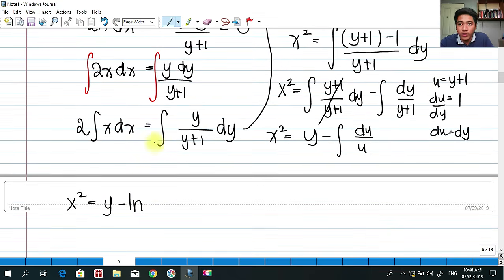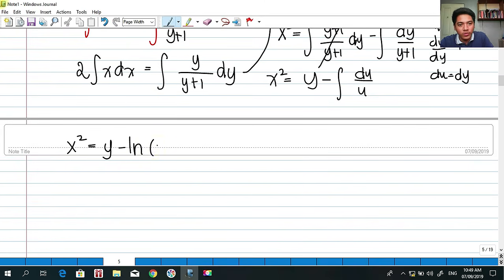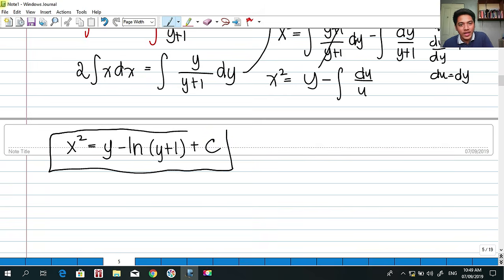But u is equal to y plus 1, so we need to back substitute. Upon integration, we have the constant c, of course. And as you can see here, the dx does not have any natural logarithm. So better yet, leave this as it is. We cannot cancel the ln here. So this would be our general solution.